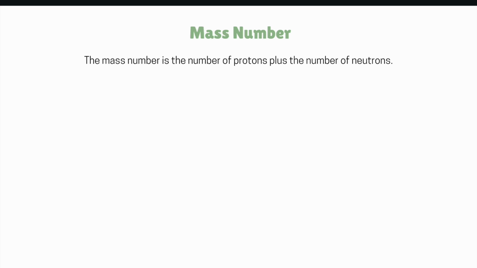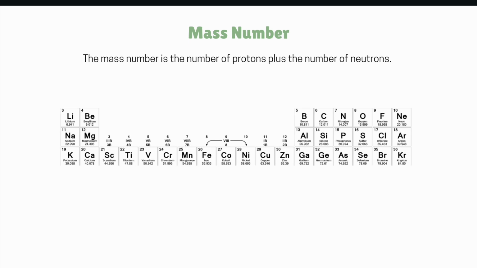A quick parenthesis to talk about the mass number, which is the number of protons plus the number of neutrons, and it is also seen in the periodic table, and it is the number at the bottom here. It is not necessarily going to be a very precise number as with the atomic number, but it is still important to determine the subatomic particles of an element.